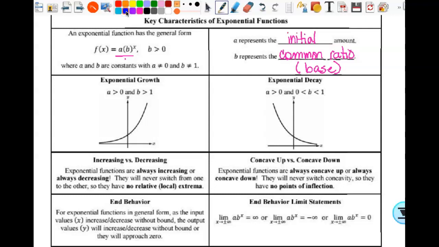We have two basic scenarios, exponential growth and exponential decay. In both of these, a is greater than 0, so it's got to be positive. For exponential growth, b is greater than 1, so 2, 3.57, whatever, greater than 1. For exponential decay, a is greater than 0, but b is between 0 and 1, so it's 1/2 or 0.3 or something like that, but positive always.